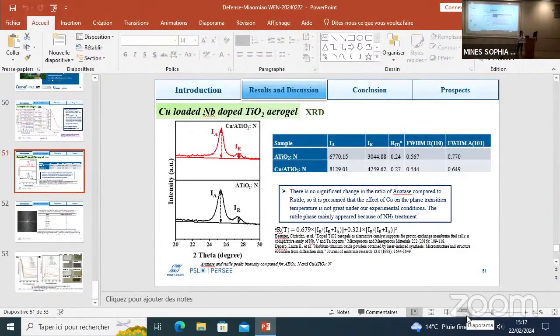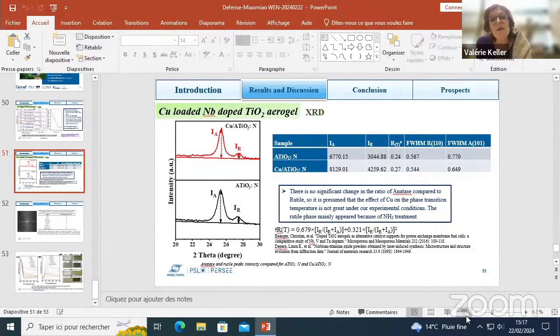Yes. And looking at BET measurements, you also observe a decrease in surface area after copper deposition, yes? Yes. So how is it possible that such small copper oxide domains, 1 or 2 nanometers, can block the mesoporosity of titanium dioxide? Yes, I was wondering.